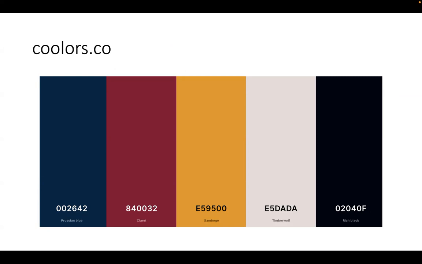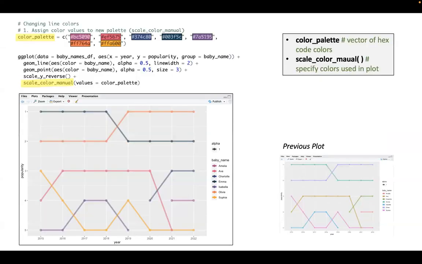The number and letter combinations displayed on the color bars are called hex codes, and you can easily copy and paste them into your code. You can see at the top of my code that I've added a variable called color palette, where I have stored my colors as hex codes. I can then call these colors into my chart by using the scale_color_manual function.